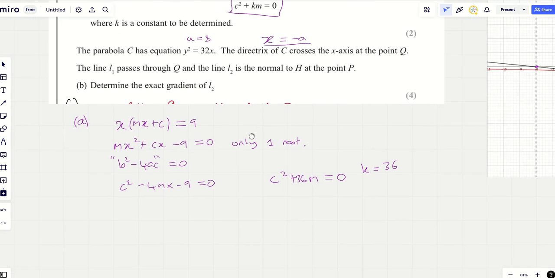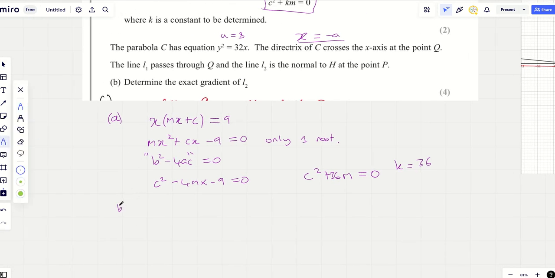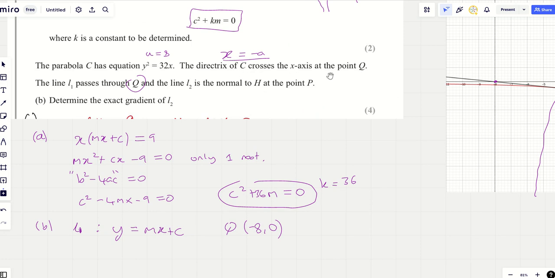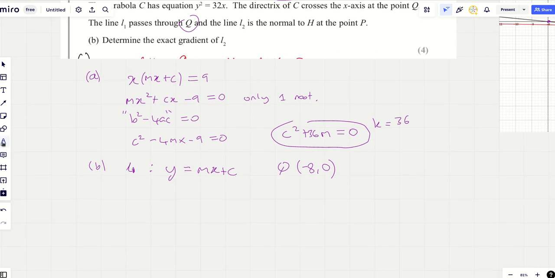Now, my thinking is this. We will firstly think about the fact that we've got L1. Well, we already have a condition on L1, and that's this condition here. And L1, remember, is y equals mx plus c. We also know it's just told us that L1 passes through Q. So Q's coordinates, as I just pointed out, are minus 8, 0, because it lies on the directrix. It's where the directrix crosses the x-axis. So I'm going to plug that into L1. That seems sensible enough. So 0 equals minus 8m plus c. So I get this interesting fact that 8m equals c.